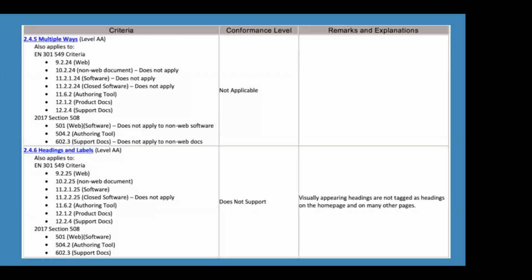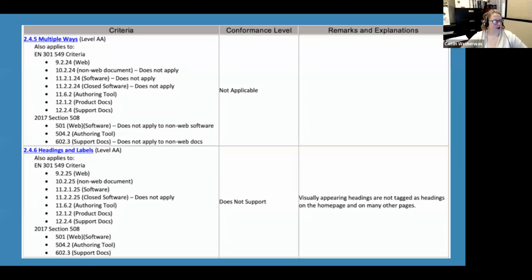Okay, this would be an example of what it really looks like. There's going to be the standards on the left-hand side, and what you want to pay attention to is whether it meets or doesn't meet the different indicators and what the explanations are.